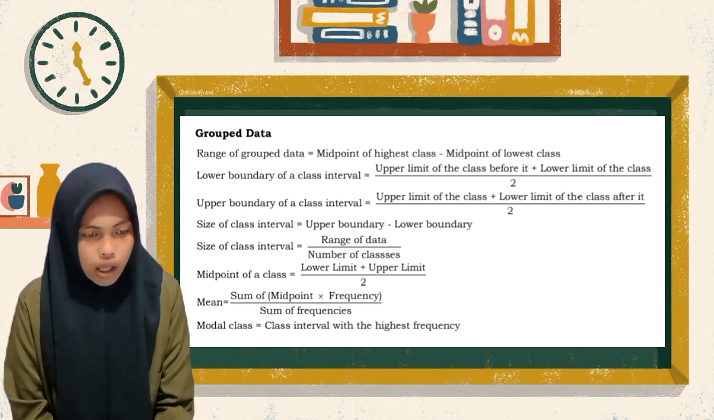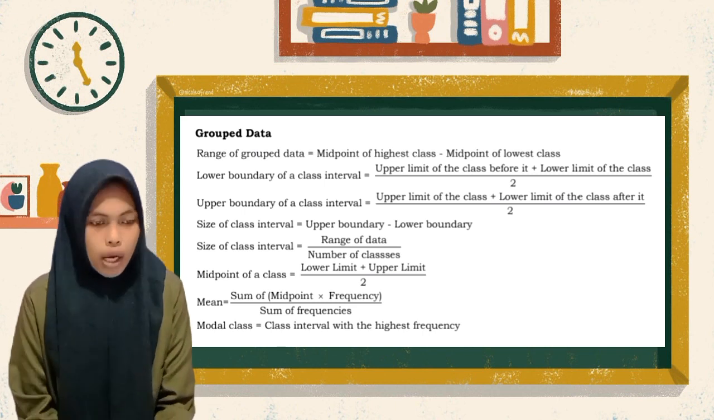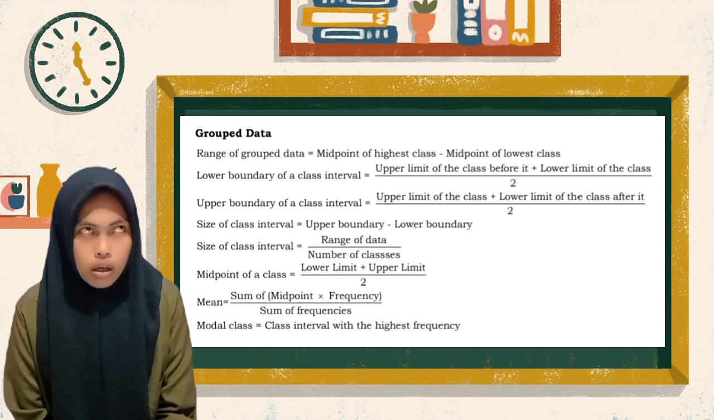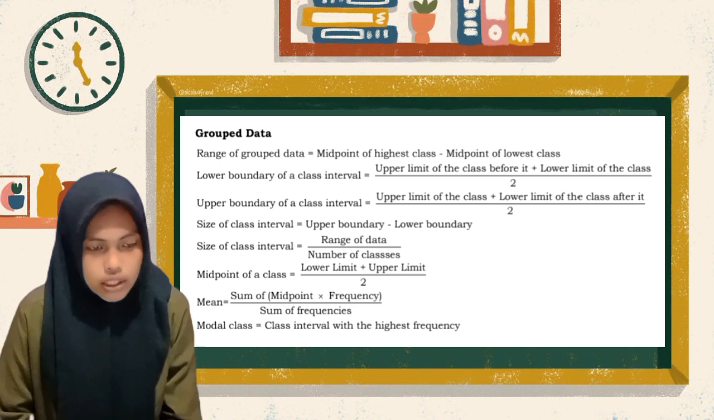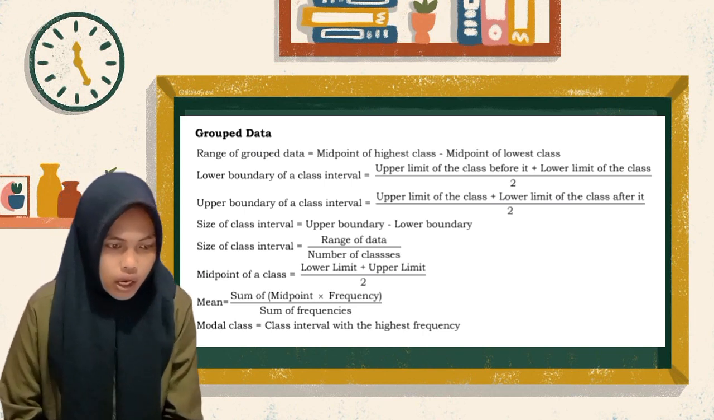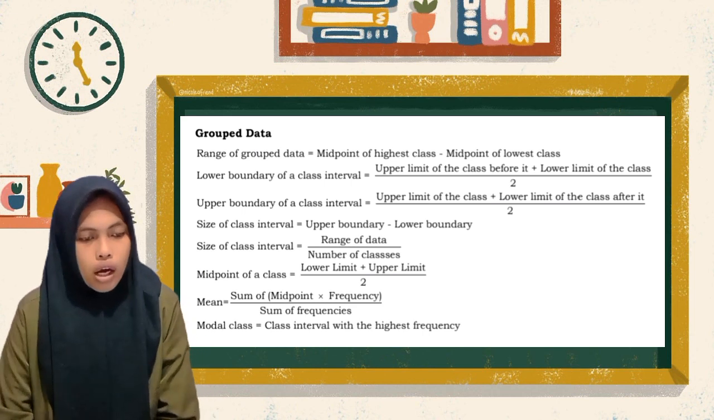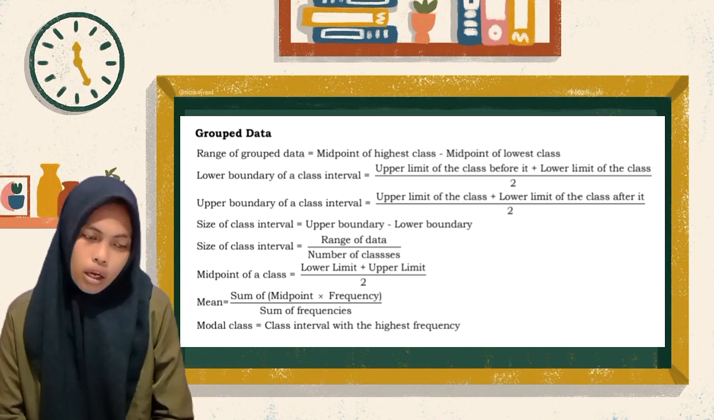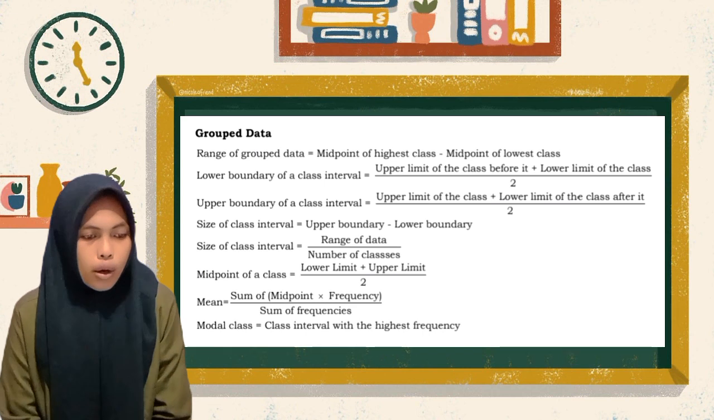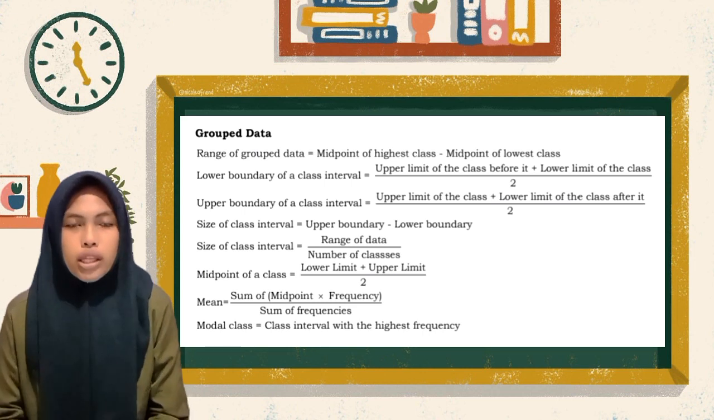Size of class interval equals range of data over number of classes. Midpoint of a class equals lower limit plus upper limit over 2. Next, mean equals sum of midpoint times frequency over sum of frequency. Modal class equals the class interval with the highest frequency.